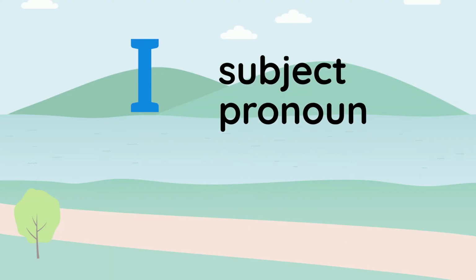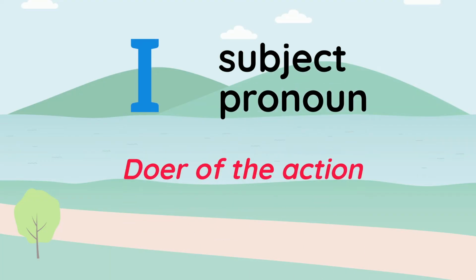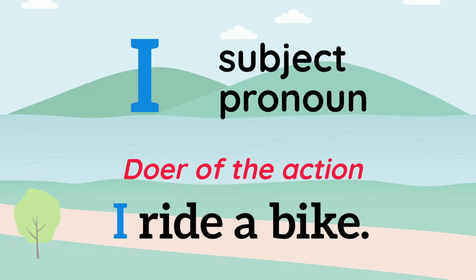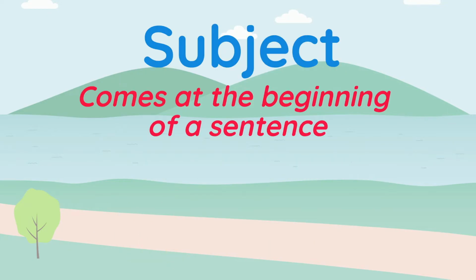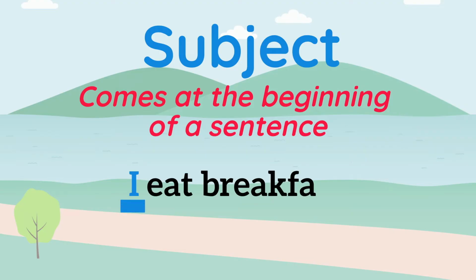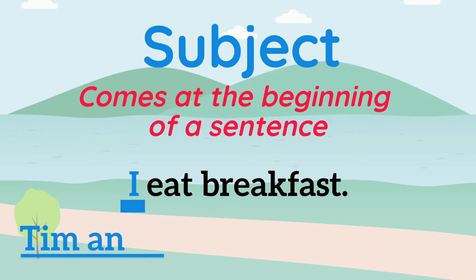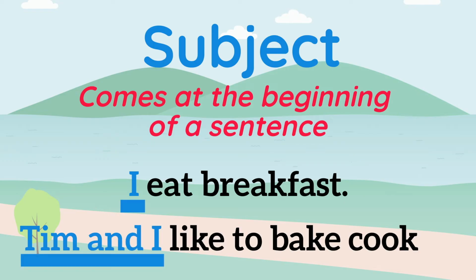I is a subject pronoun. It is the doer of the action. This means I is the subject and it does the action in the sentence. I ride a bike. I is doing the action of riding a bike. Subject comes at the beginning of a sentence. I eat breakfast. Tim and I like to bake cookies.